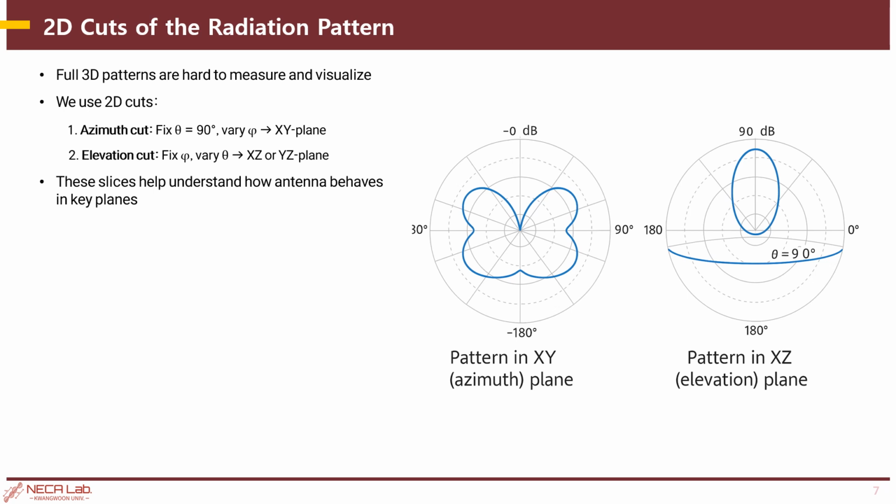Elevation cut, where we fix phi and vary theta. This gives patterns in the xz or yz plane. You can see both types of cuts shown here. 2D slices help us understand how the antenna behaves in key planes, especially where it radiates more or less power.